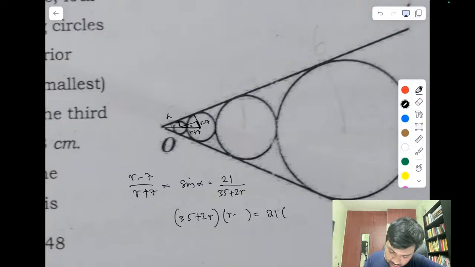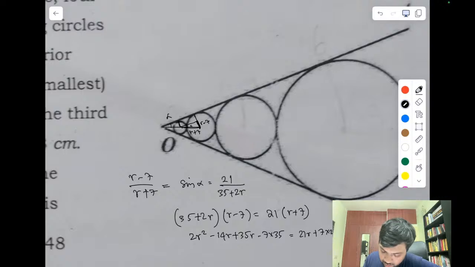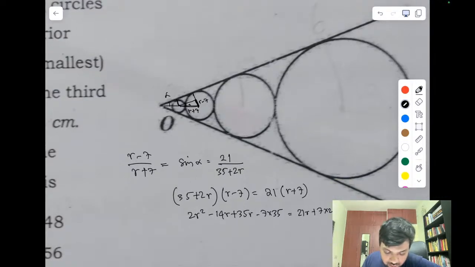Okay, is this fine? I hope it's clear to everyone. R plus 7. So 2r square minus 14r plus 35r minus 7 into 35 is 21r plus 7 into 21. So you get some quadratic for r. I'm hoping only one root for this. Okay, so is this fine? I mean, hopefully this is clear.